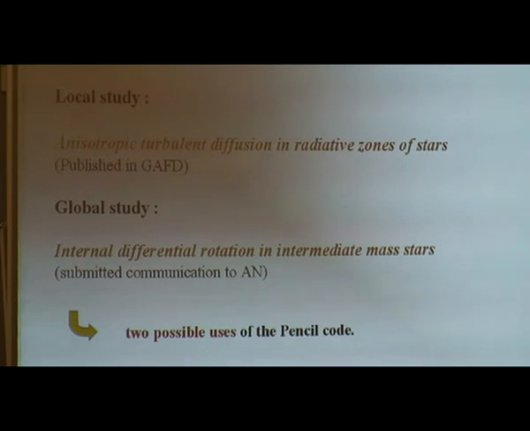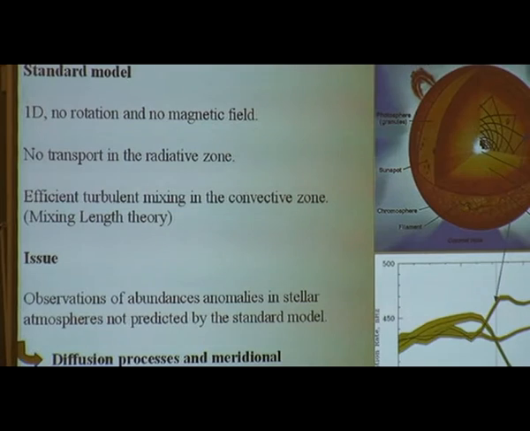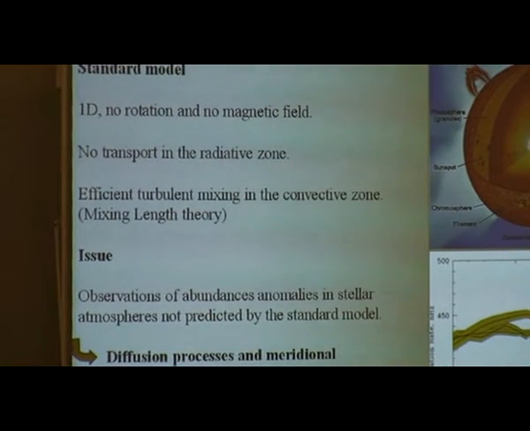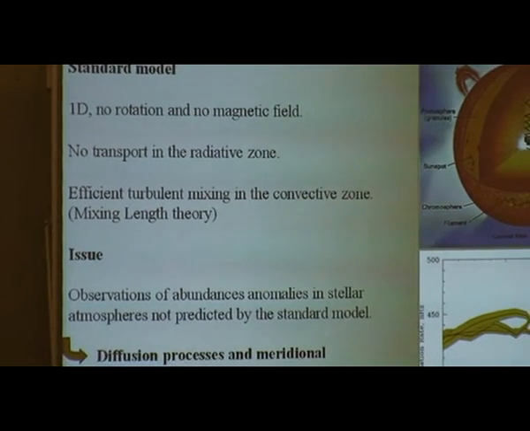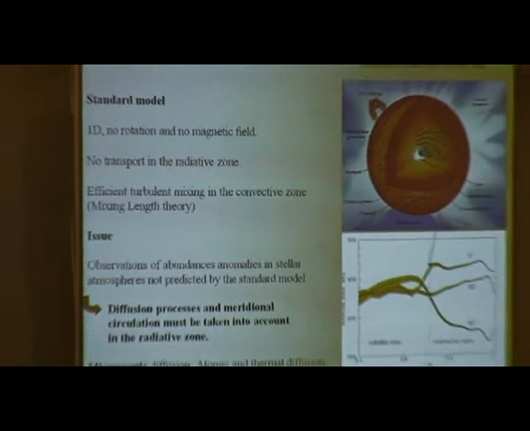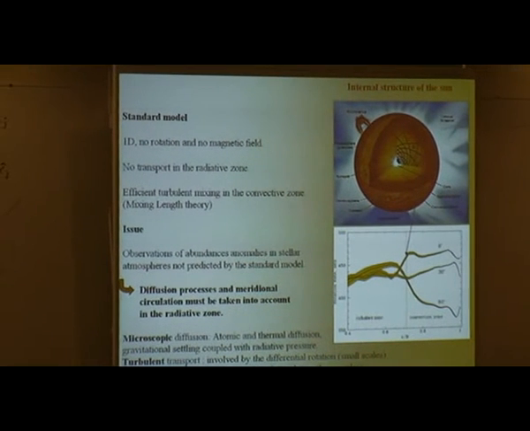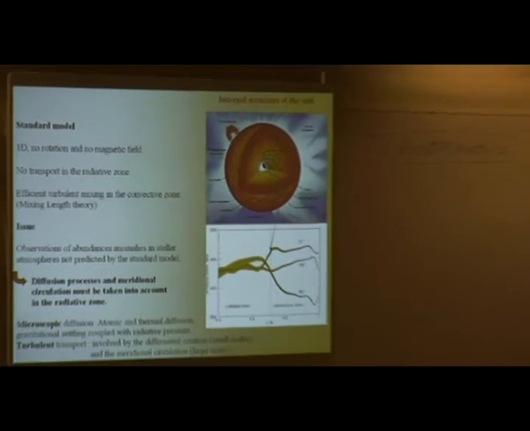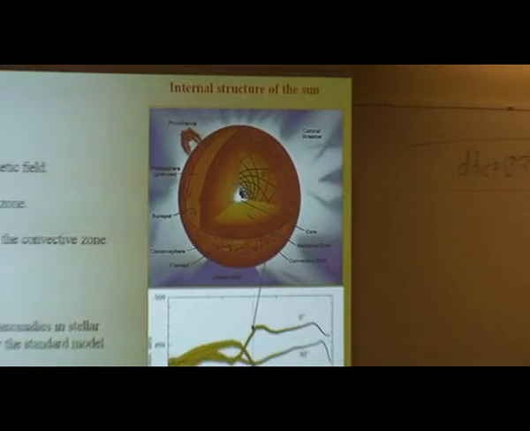Why intermediate mass stars or more massive stars? It is because we observe lots of abundance anomalies at the surface of the star. The talk is quite long, but I won't explain all the information on the slides, just to try not to be too long.